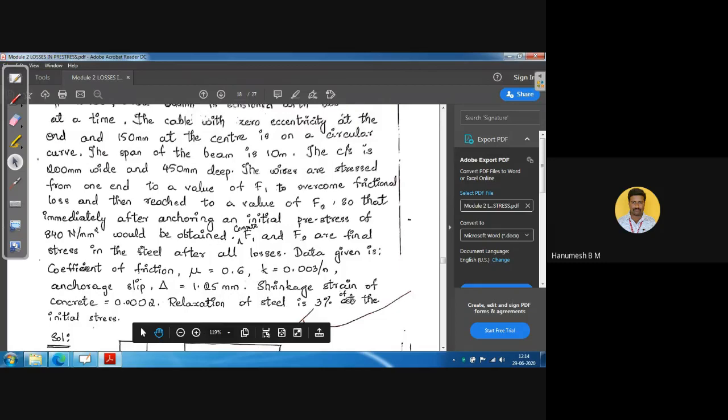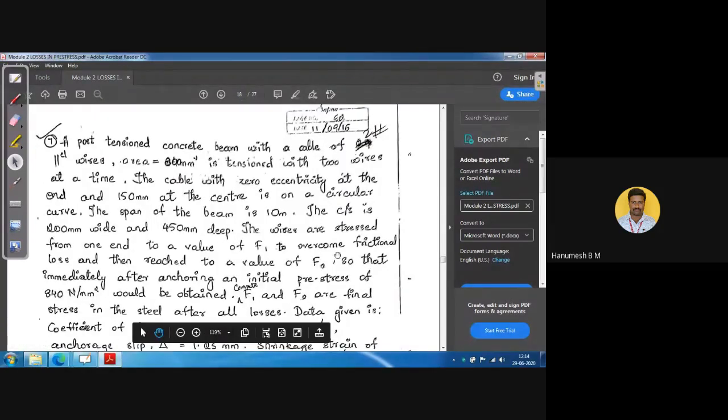Here we had made two important statements. That is, I repeat, the wires are stressed from one end to a value of F1 to overcome the frictional losses, and then reached a final value of F2, so that immediately after anchoring, an initial free stress of 840 Newton per mm square would be obtained. He is telling two values, F1 and F2, and also he is suggesting the conditions.